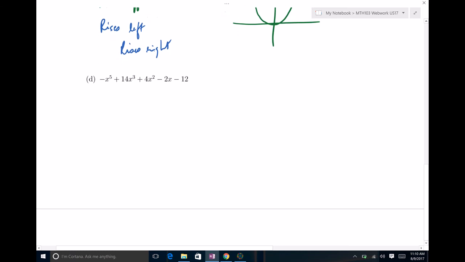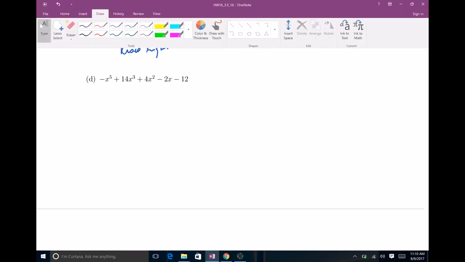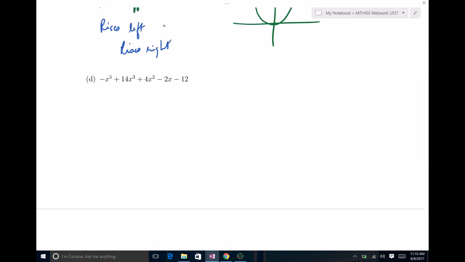Finally, we come to the last example, that's negative x to the 5th. Now this is the case that we haven't dealt with yet. So you'll see that x to the 5th means that the degree is odd, and the negative sign over here indicates that the leading coefficient is less than 0, or it's negative.